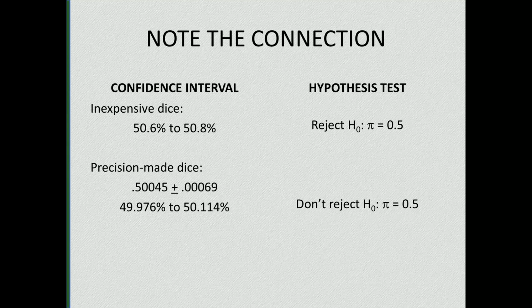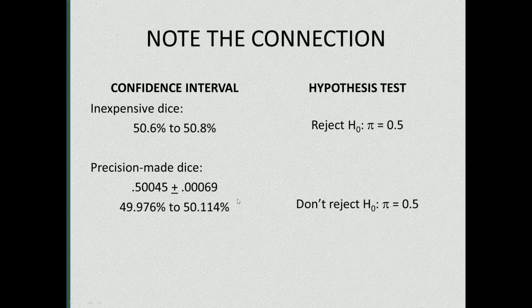Notice there is a connection between confidence intervals and hypothesis tests. They're answering related, not the same, but related questions. A confidence interval wants a numerical answer. How often does something happen? A hypothesis test is calling for a yes-no answer. Is this the case or not? But the hypothesis test and the confidence interval will be related.